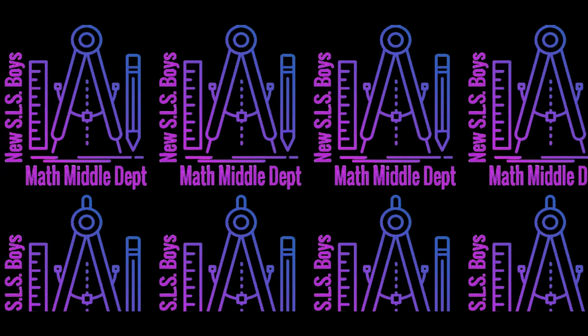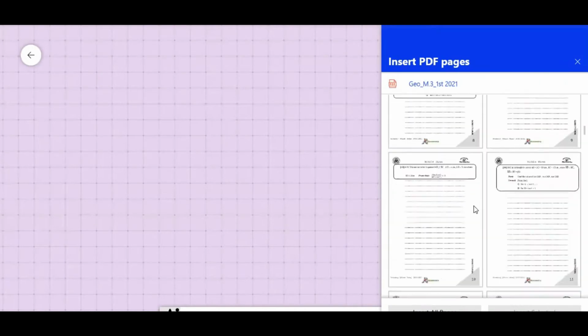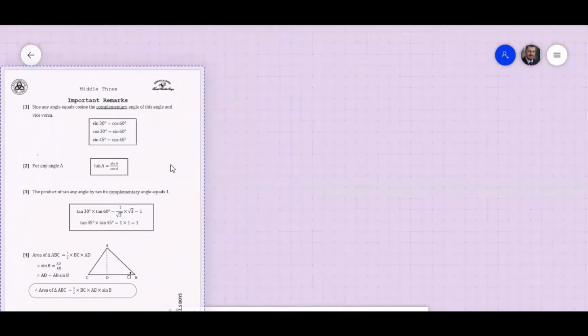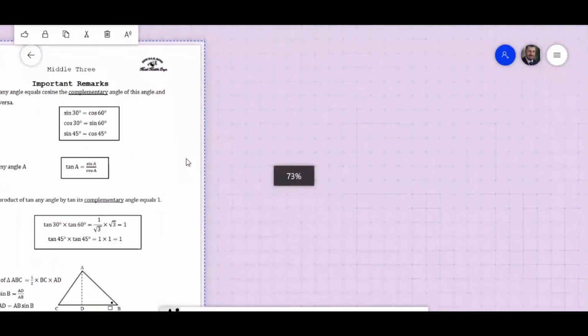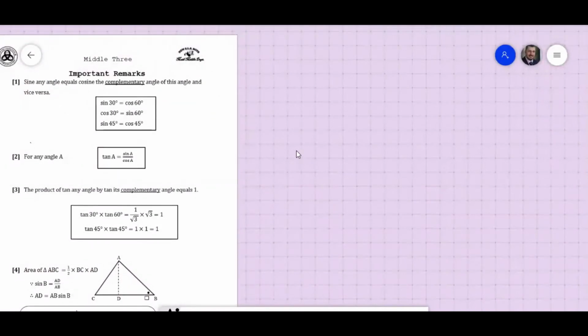Okay? You can open your booklet, page 14. We have 4 remarks. These 4 remarks are very important, as I told you. We will talk about them one by one and how we get it in the exam. Page 14. The first one talks about the relation between the two complementary angles in the right angle triangle. So this is an important remark.